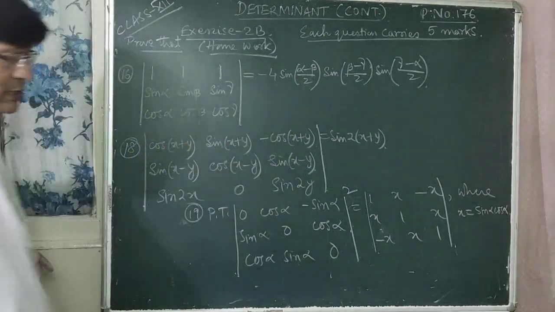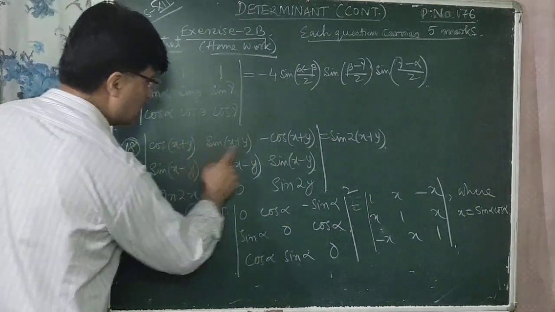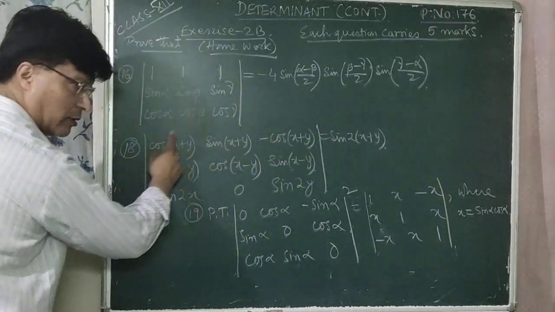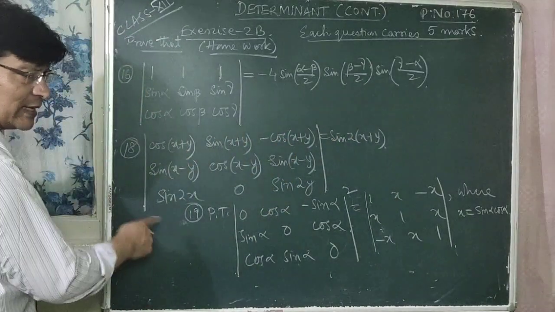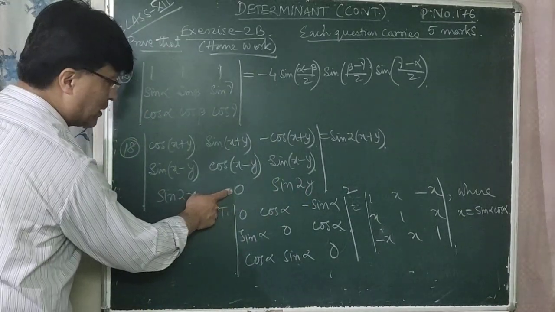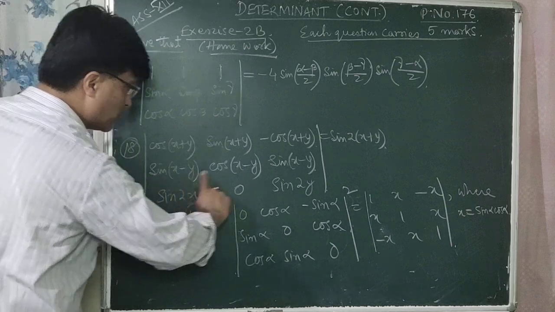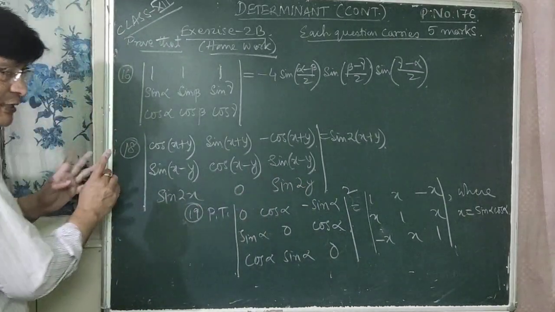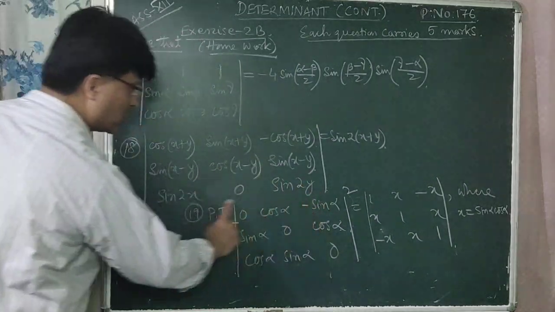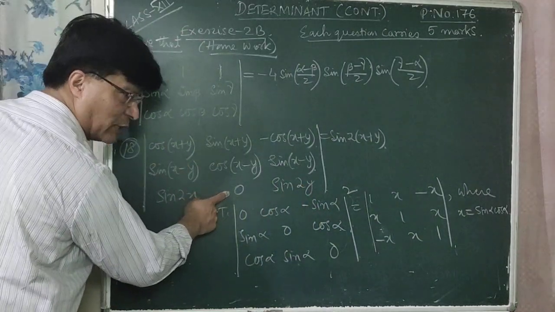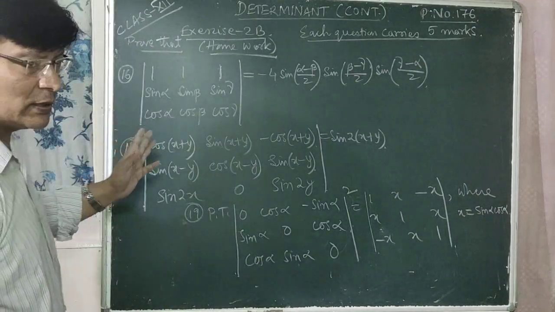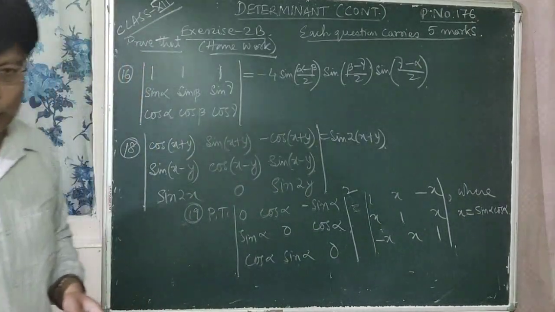In number 18, you have to prove this is equal to that. Left hand side is equal to right hand side. So you just write down this left hand side and then expand it with respect to the third row, because there is one element at 0 here. Don't use the properties of determinant here. Expand it with respect to the third row because there is one element at 0. Plus, minus, plus, like that. You can do it. Then you have to use the formula from trigonometry.